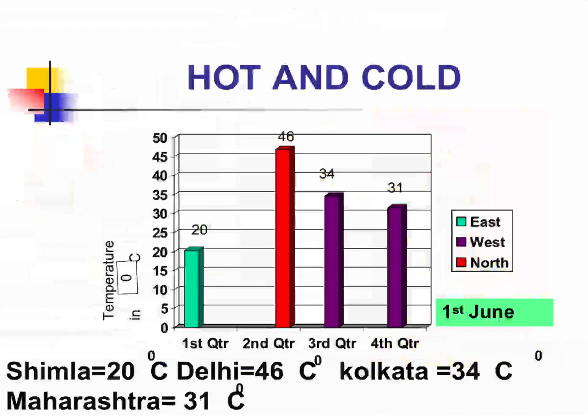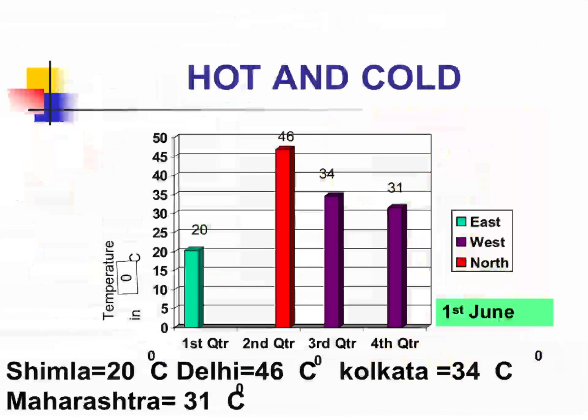The temperature here is shown in degrees Celsius. 0, 5, 10, 15, 20, 25, 30, 35, 40, 45, 50. As you go up, it is increasing by 5. And here, this is a bar chart. This is also called a bar chart.